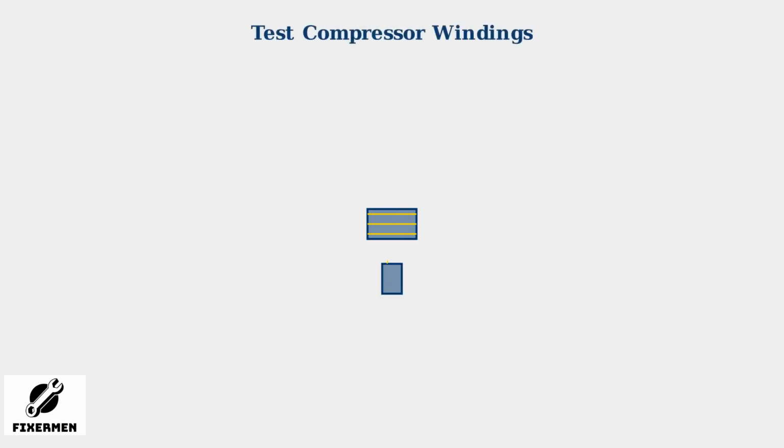For advanced diagnostics, test compressor windings for resistance using a multimeter. Resistance should typically be 1 to 5 ohms per phase. This checks for electrical faults in the compressor motor.